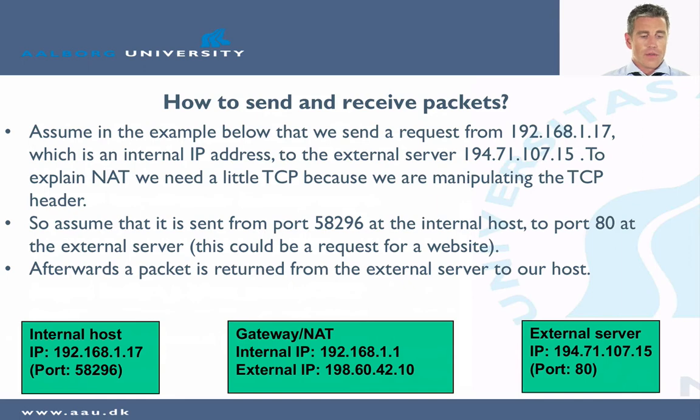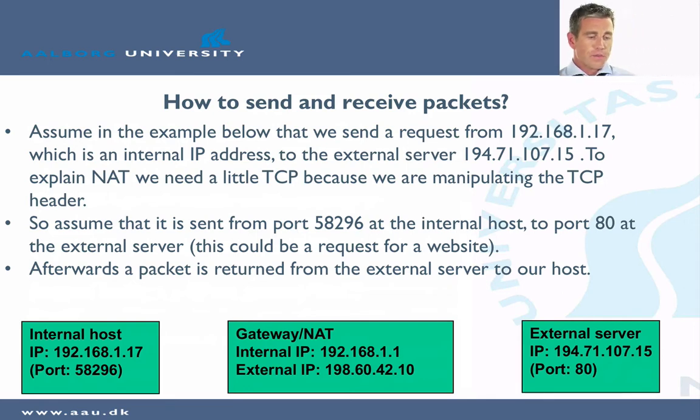So when we send it from the internal host, it has this IP address which is listed down to the left and this port number. Then we have the gateway NAT, which has an internal IP and an external IP, and we have the external server that we are communicating with, which also has an IP address and a port number. So what we want to do is send a packet from the internal host to the external server, and we want to have a reply back from the external server to our original port.